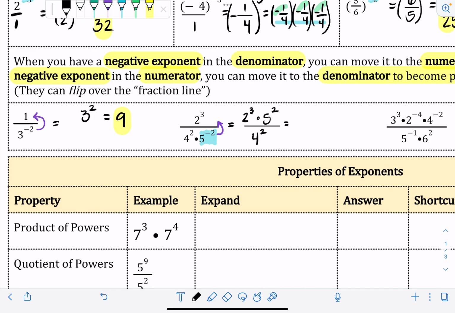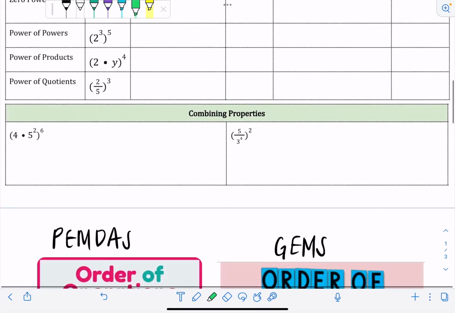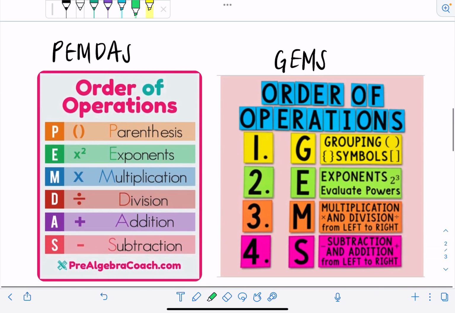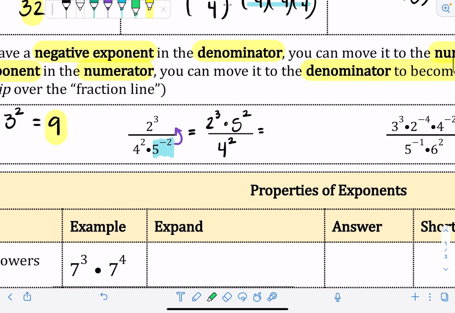So we can't multiply the 2 and the 5 together because they have exponents. So we would want to use exponents first. Hopefully you remember order of operations a little bit. I'm going to go down to it really quick. So you may have learned it as either PEMDAS or GEMS. But just as a review, we would do parentheses or grouping symbols first, and then exponents next. Then is multiplication or division, depending on what comes first in the order, and then addition or subtraction. So we just have multiplication and exponents here.